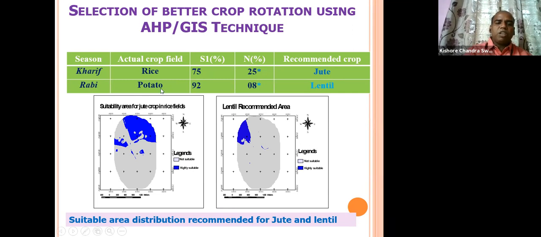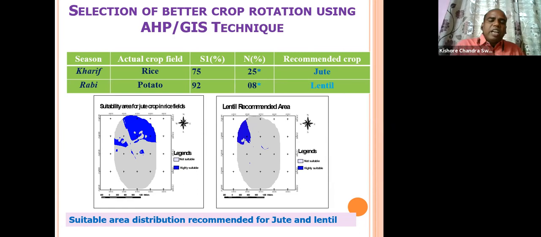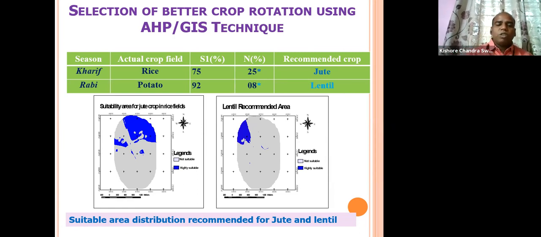And similarly, for the Rabi crop, potato, around 92% of the area is suitable for potato, because it is a potato growing area, and the remaining 8% area which is not suitable for potato was found suitable for lentil crop. So this much area can be used for jute, and this much area can be given to lentil. That means the 25% area which is not giving profit to the farmers by growing rice, they can get better profit if they grow jute. So through precision agriculture, we can find the best suitable area for a particular crop.